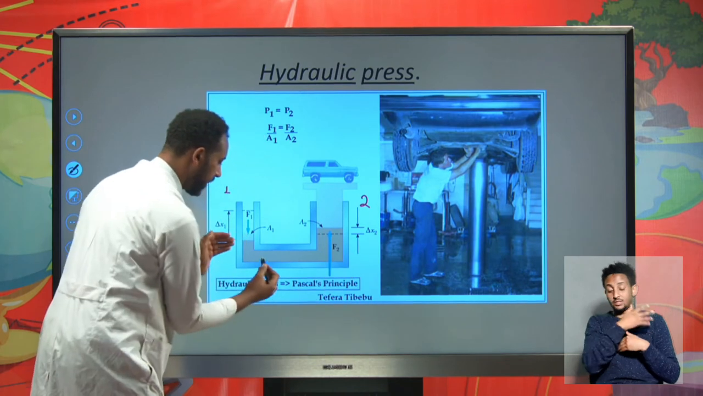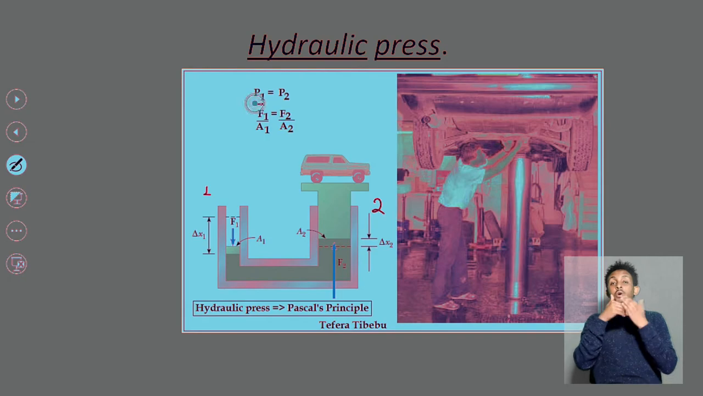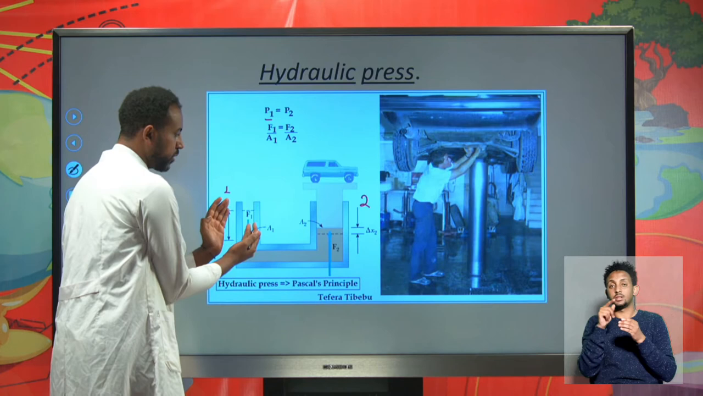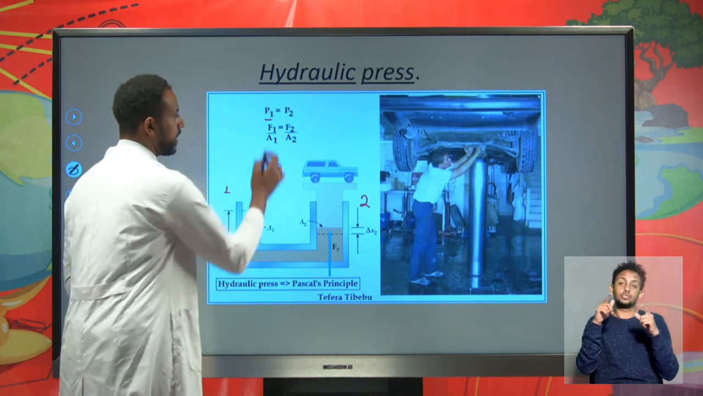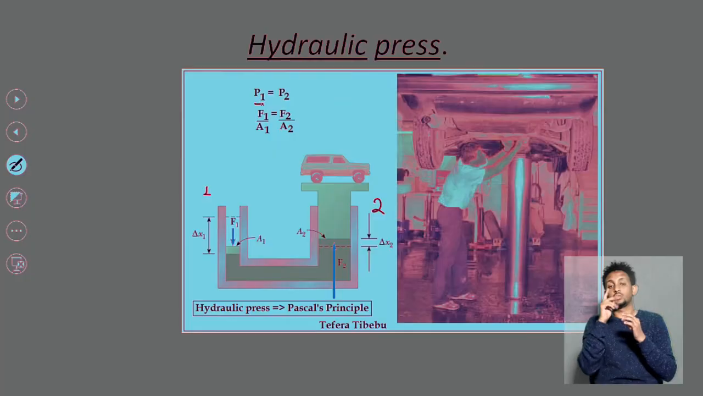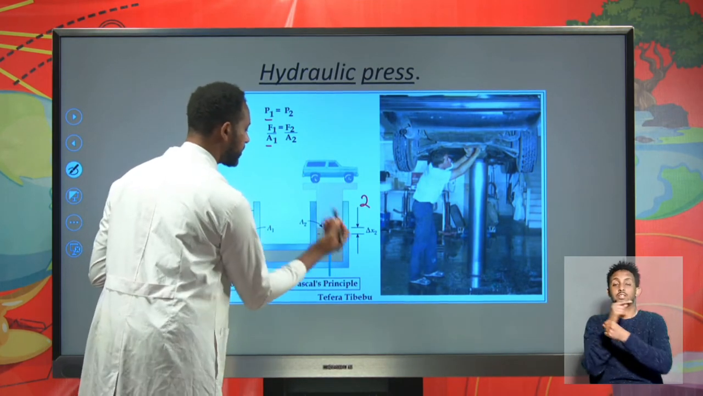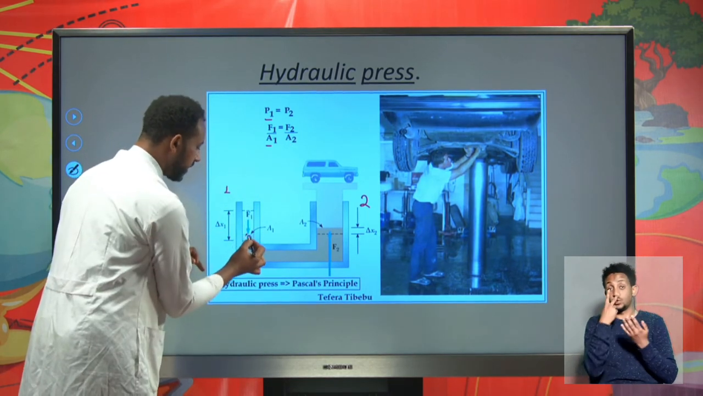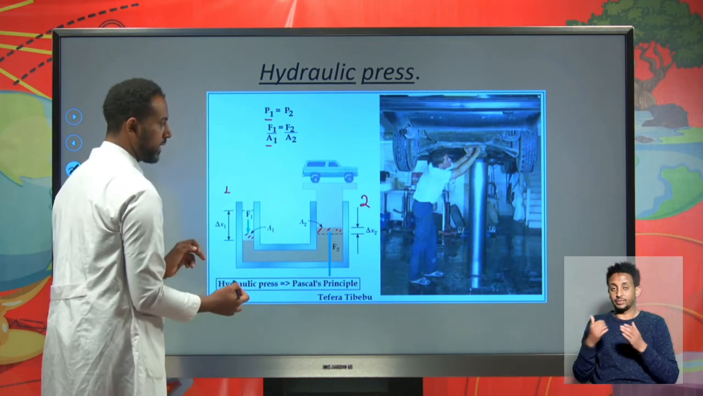Because this fluid is confined, if you exert pressure here, the pressure is transmitted undiminished to all parts of the container. Therefore, the pressure exerted at the smaller piston is equal to the pressure exerted at the larger piston. And we have defined pressure to be force over cross-sectional area. Here the area is very small, and here we have a larger piston, so that the area is very large.